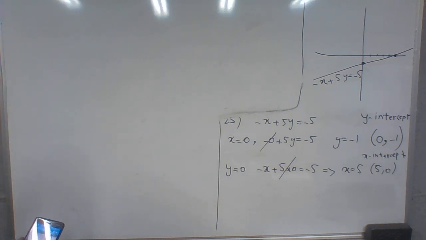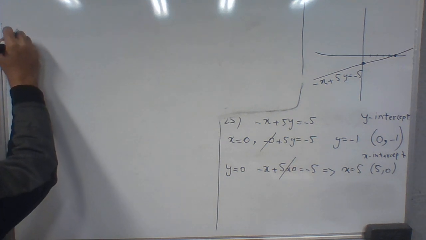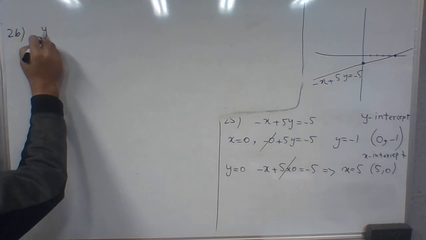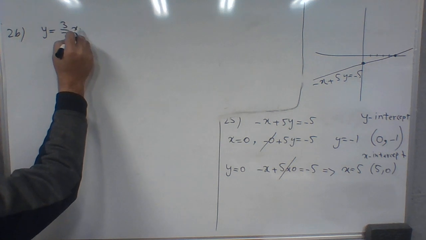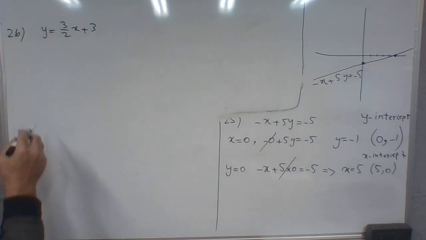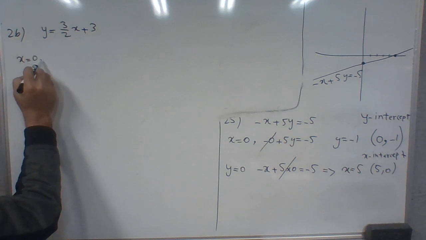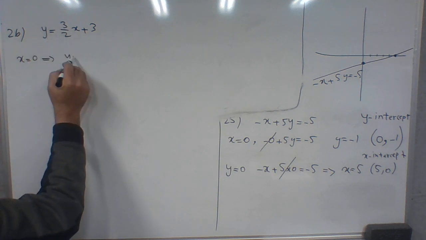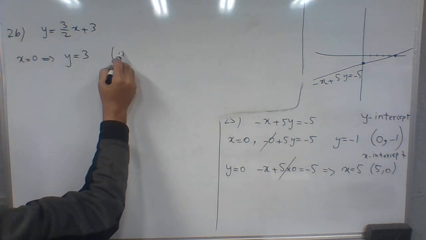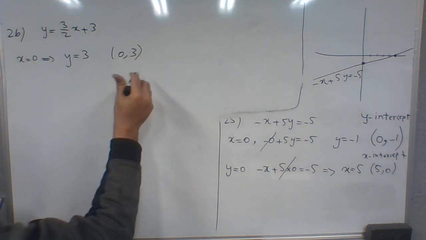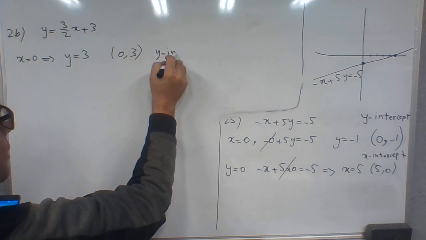Problem number 26 says find the intercepts of y equals 3/2 x plus 3. Using the intercepts from above, draw the graph of this line. Okay, so again, x equals 0, then y equals, this vanishes, so y equals 3. So it will be 0 and 3. And since this is on the y-axis, this is the y-intercept.